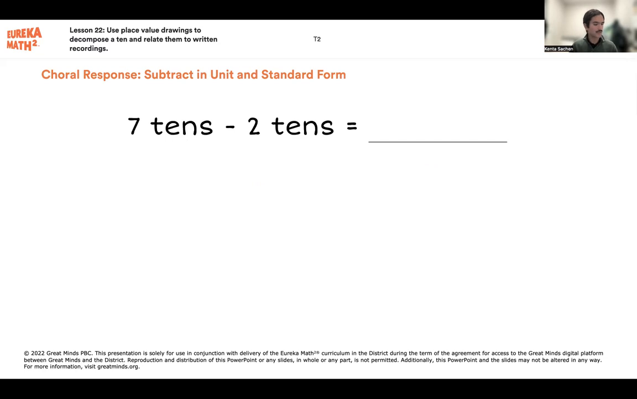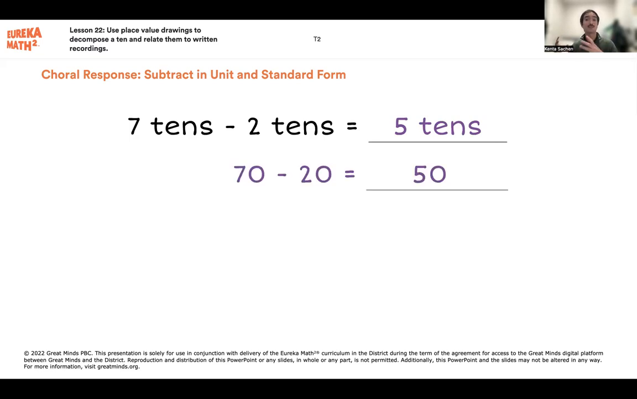Here's another problem. 7 tens minus 2 tens. Again, you can use your fingers or you can count up from 2. 3, 4. Okay, let's think. Raise your hand if you're ready. Liam, what's 7 tens minus 2 tens? Yeah, 5 tens. Now, if we think of this as numbers, 70 minus 20 is equal to 50, because you're talking about tens. 10, 20, 30, 40, 50 is 5 tens.